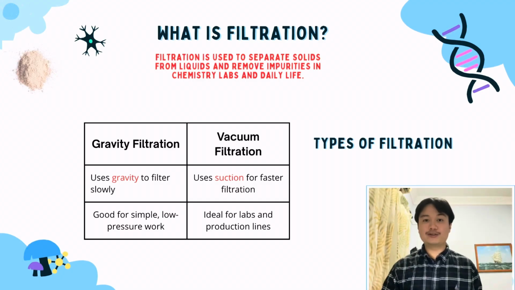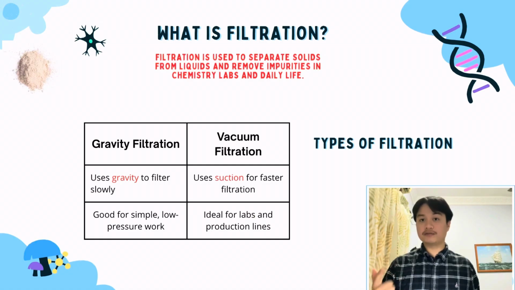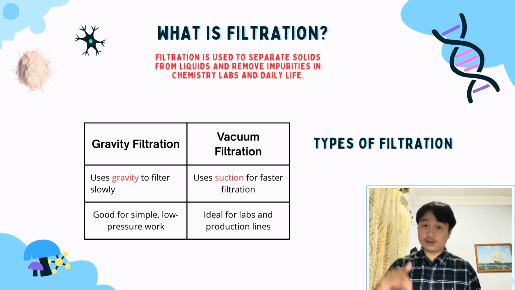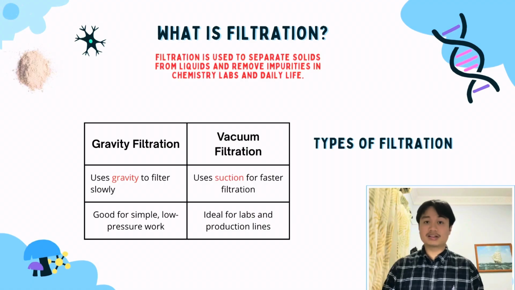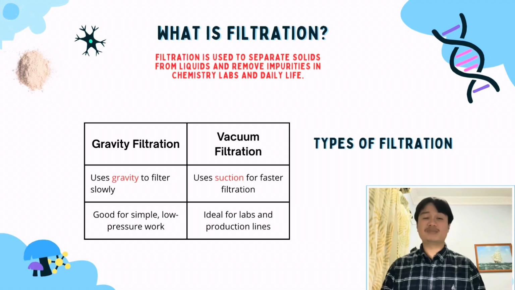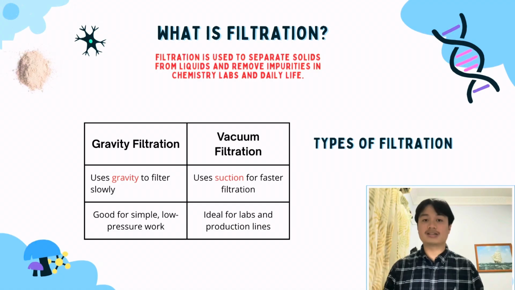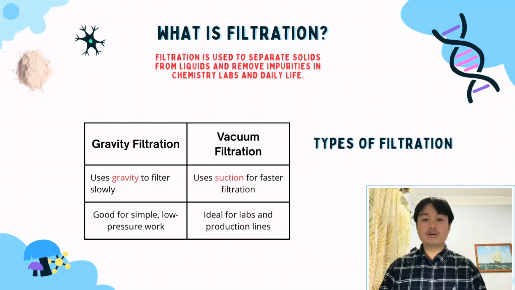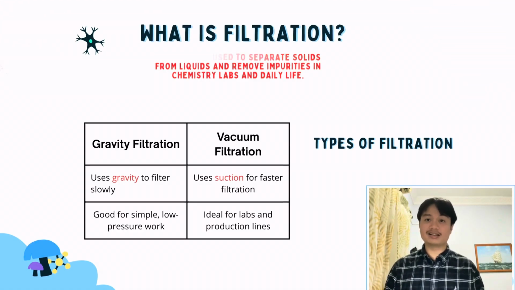And now, let's look at the two main types of filtration, gravity and vacuum filtration. We start with gravity filtration. Gravity filtration is the simple one. It uses gravity, just like the name says, to slowly pull liquid through filter paper. This is great when we are working with gentle or small tasks. Then we have vacuum filtration, which is much faster. It uses suction to pull the liquid through the filter paper more quickly. This method is commonly used in laboratories and factories when we need to filter larger amounts or do it faster. So, whether you are using a funnel at home or a vacuum pump in a lab, both types help us keep liquids clean and clear.